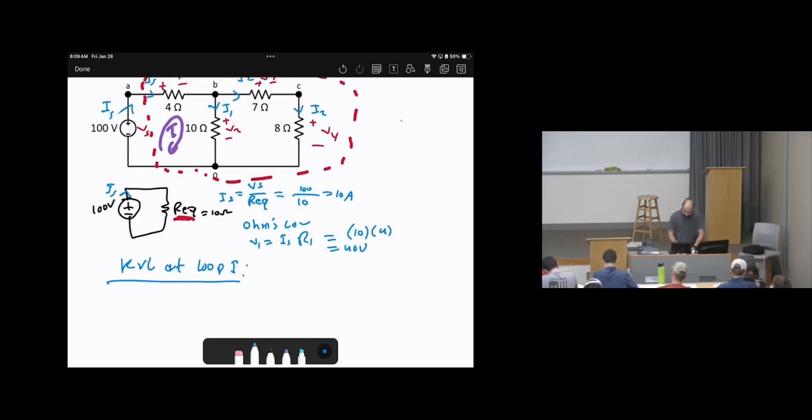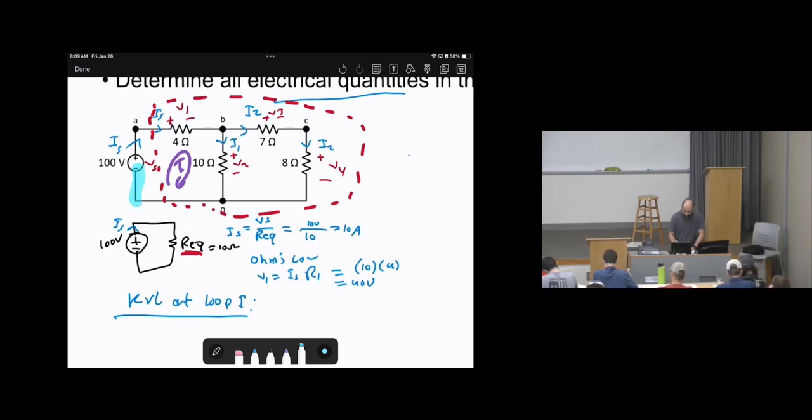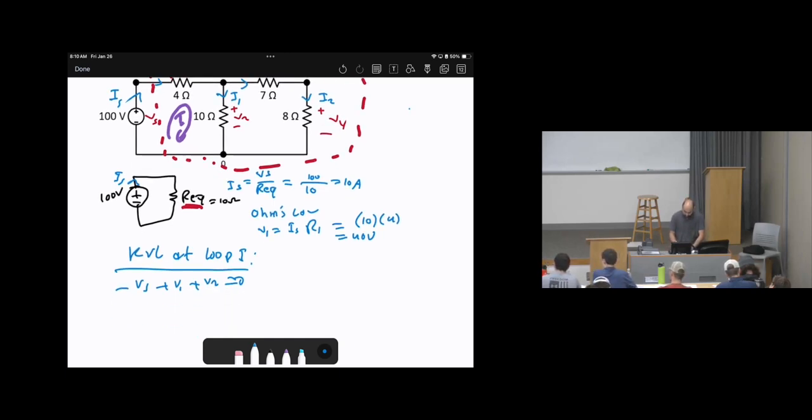Then start from the bottom left corner and go counterclockwise. Here we will hit the negative sign, so it will be negative V source, then positive sign, then positive sign, that's it. So basically it will be negative V source plus V1 plus V2 equals 0. Now you need to learn how to use this in a fast way. Now substitute the values.